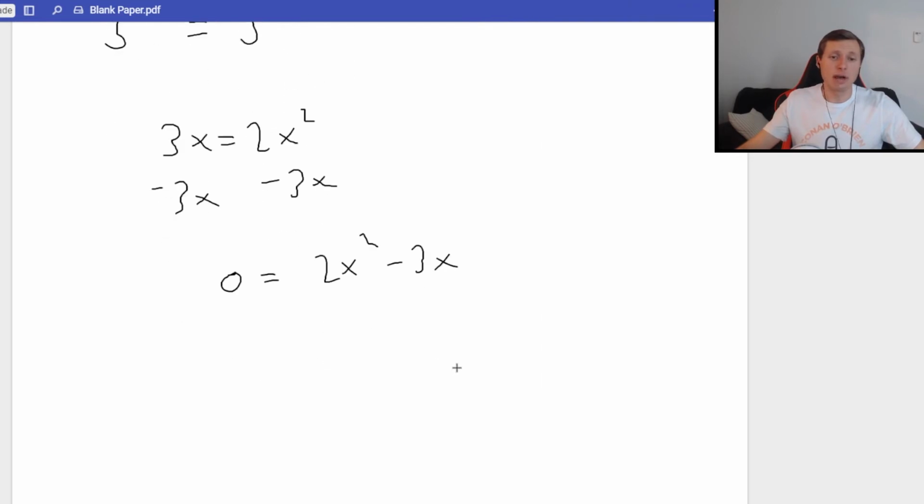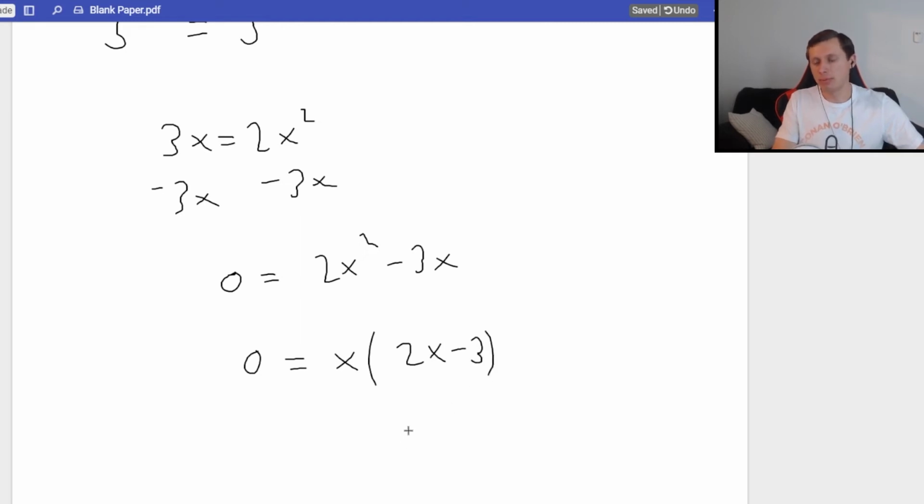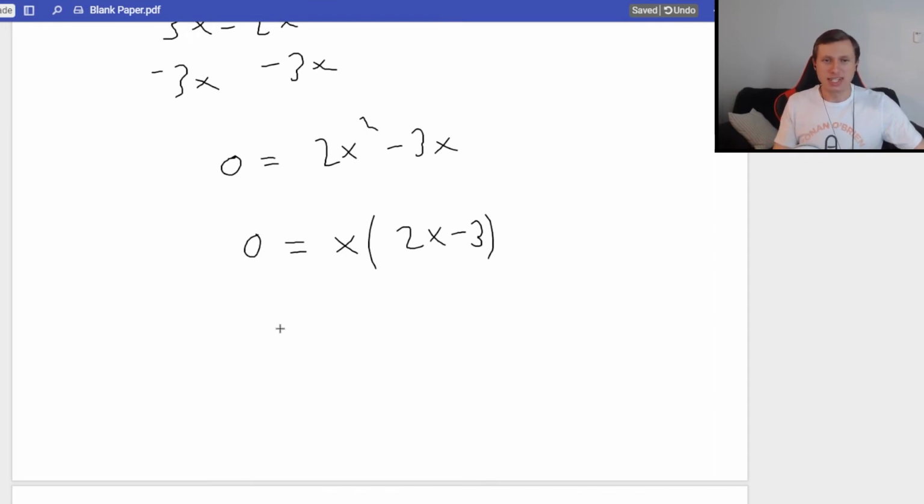Now it's still not obvious what we do. We don't need to do quadratic formula. What we're going to do is factor out the common term, which is x. So 0 equals x times the quantity, 2x minus 3. That's what's left when I pull out x from both terms. And now I'm going to set both of these terms equal to 0. x equals 0 and 2x minus 3 equals 0.